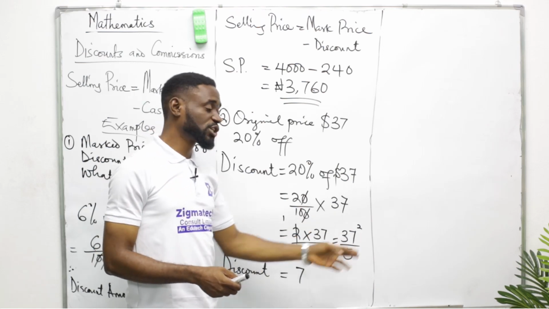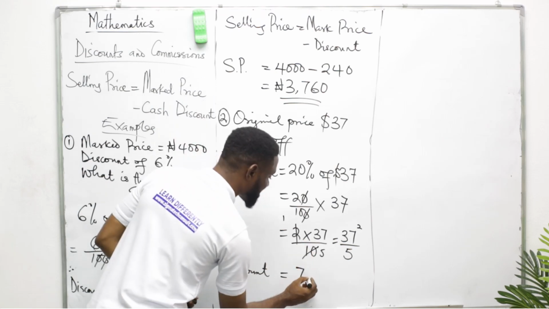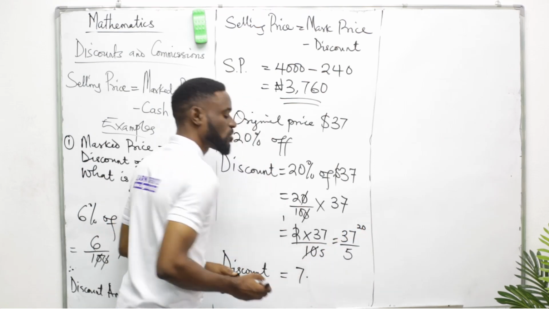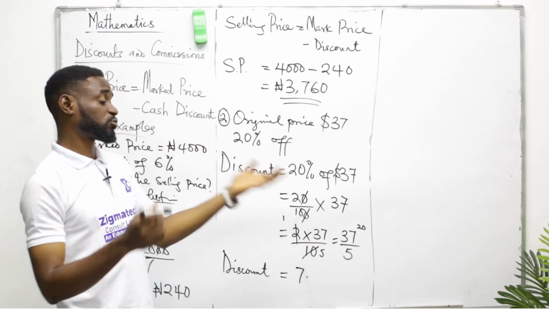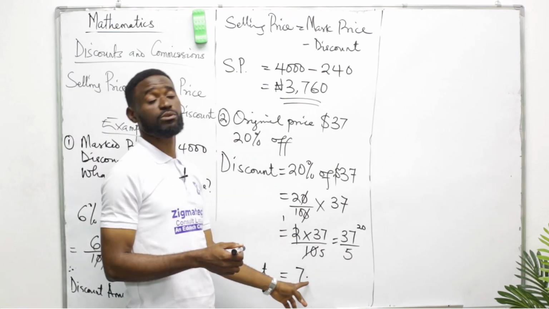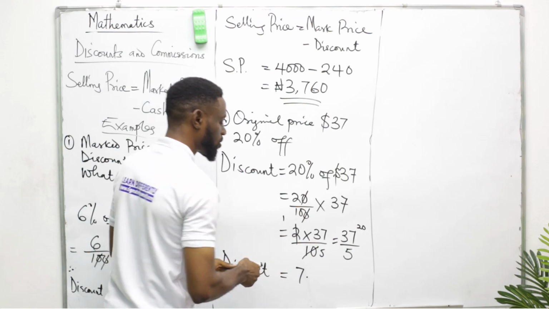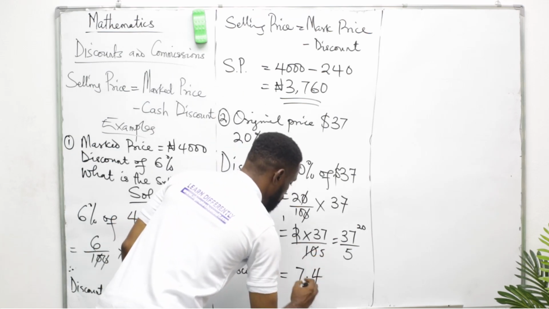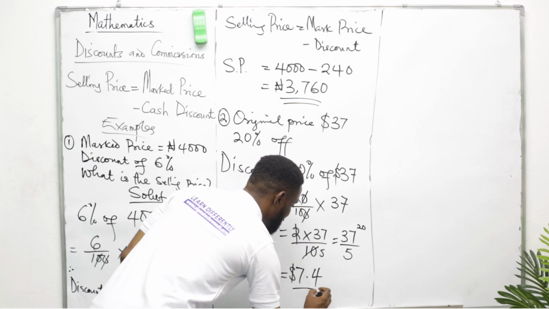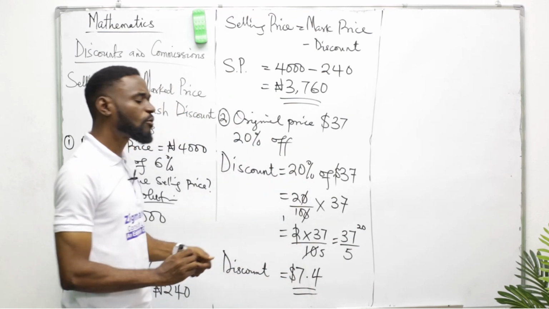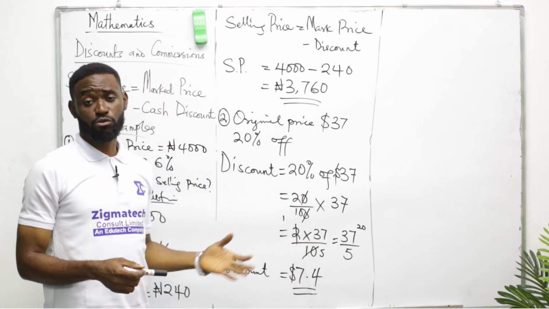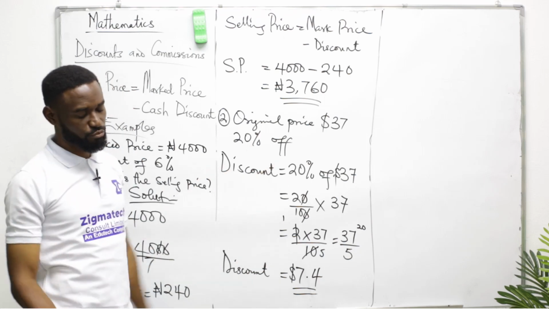Now, 5 into these 2 cannot go. So what you do, you put a decimal point here, you add 0 to 2. Is that okay? Now 5 can go into 20. 5 into 20, because there is already a decimal point you've added, is 4. Is that okay? So this is 4. So the discounted price is $7.4.